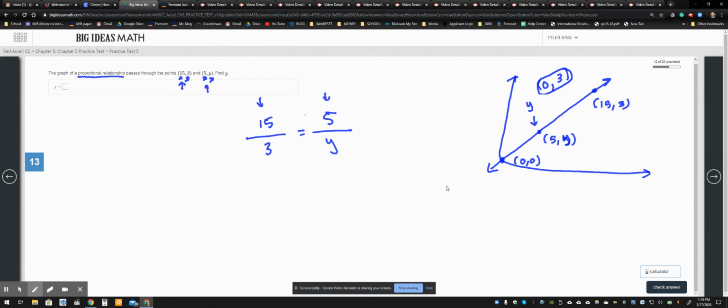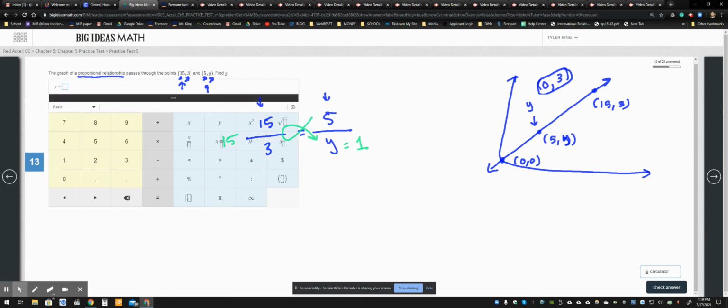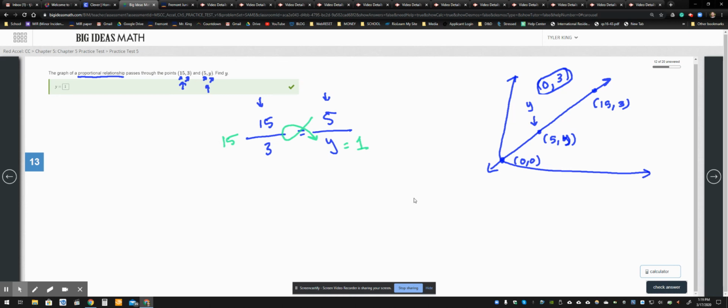Okay, so when we're looking at this, we should at this point be able to cross multiply and divide. We should be able to see that 5 times 3 is going to be equal to 15, and 15 divided by 15 is going to be equal to 1. So we should be able to see that y is going to be equal to 1 here. So we should be able to check our answer, check to see whether or not 1 is going to work, and it does.